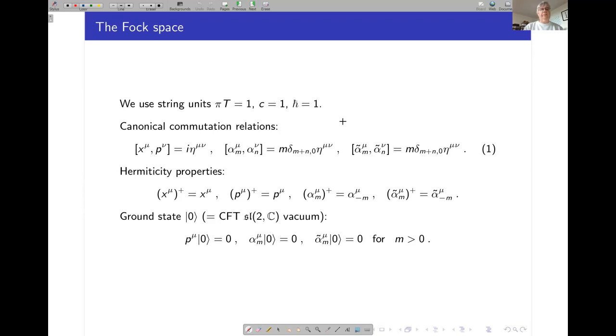Summarizing where we start from. We'll be using string units, in particular, Planck's constant times string tension is 1. We have our commutation relations. We have hermiticity properties for our operators, and we have a ground state, which we now, in conformal field theory language, recognize as the SL(2,C) vacuum, which is characterized by these properties here.